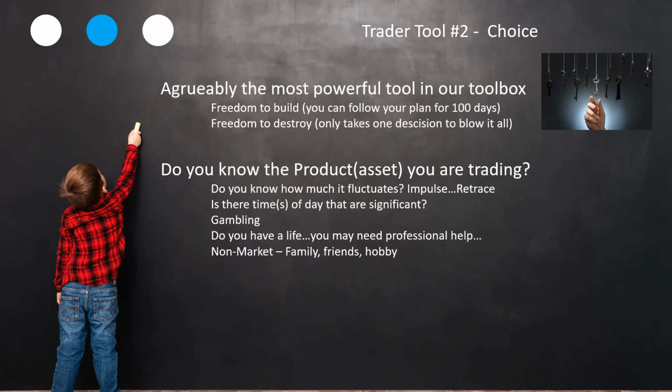And do you know the product or asset that you are trading? Do you know how much it fluctuates? How much is an average impulse? What's the size of an average retrace? Are there certain times of the day that seem to be significant for this instrument? If you don't know answers to these questions, you are gambling.